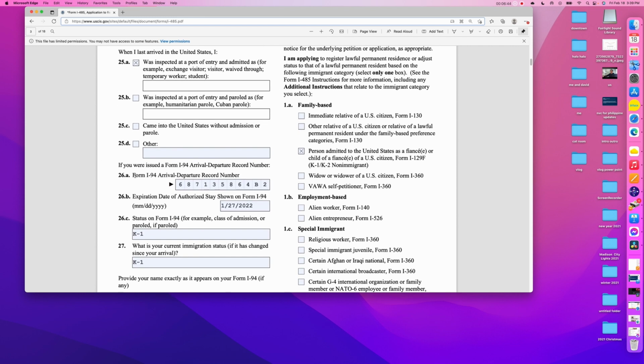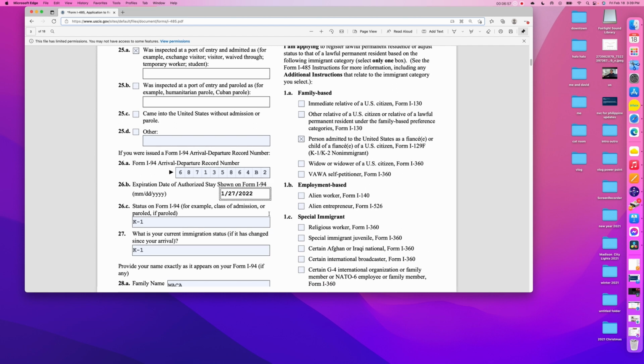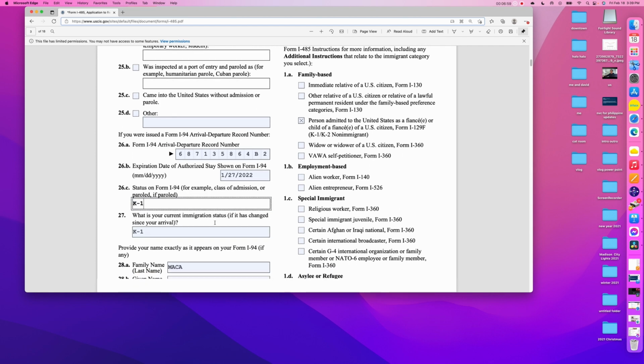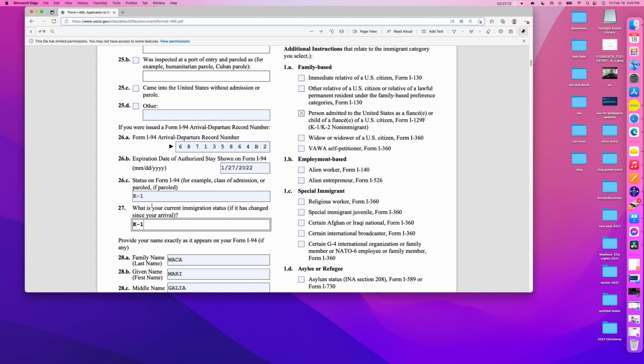Next, if you were issued Form I-94 arrival record, you can see that online. You can verify your I-94, get the number and put it here. You can also see the expiration of your I-94 online. And then, what is your status? For me, I'm a K1, so I just put K1. If you are J1 or whatever your status is, you just put it. Paroled, or if you are asylum or anything, just put your status.